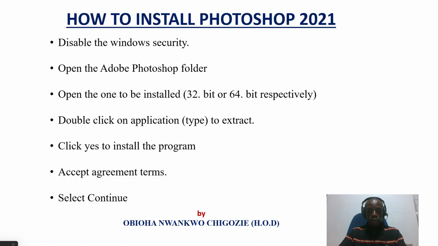So now, how to install Photoshop 2021? Like the first process, you need to disable your Windows security. Open the Adobe Photoshop folder. Open the one to be installed. You have 32-bit and 64-bit respectively. Double click on the application to extract. Click on yes, because if you do not accept the license agreement, it means that you don't want to install the program. Then accept the license agreement, continue and wait for it to reach 100%.